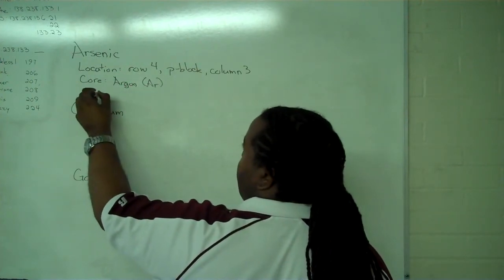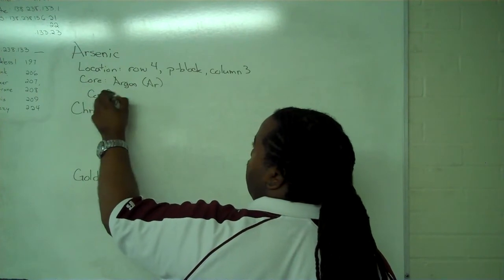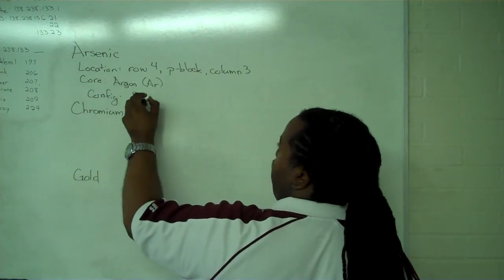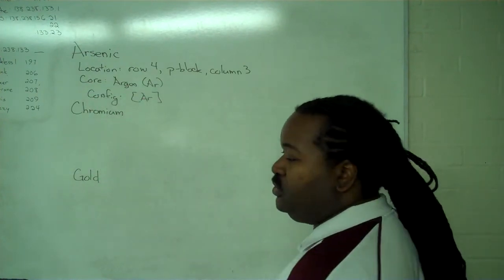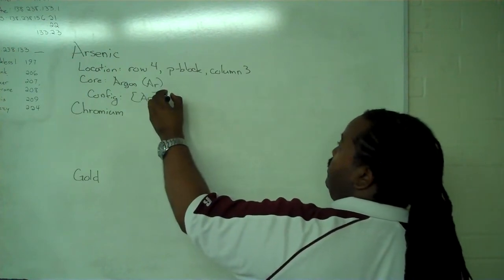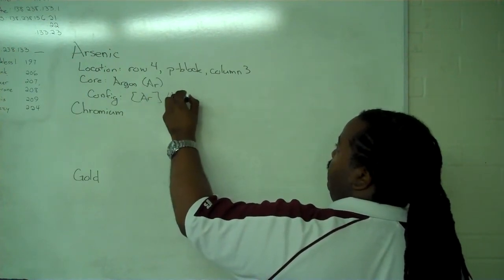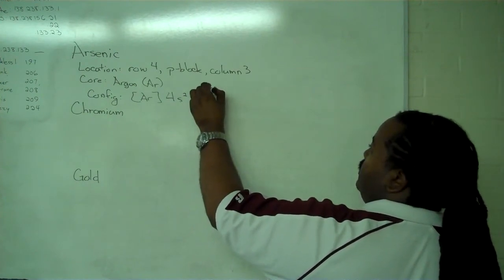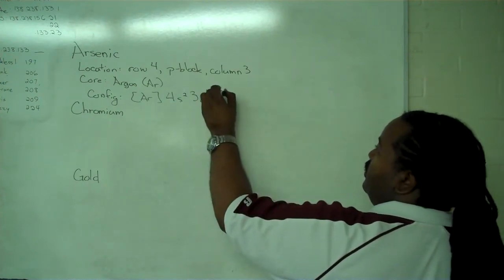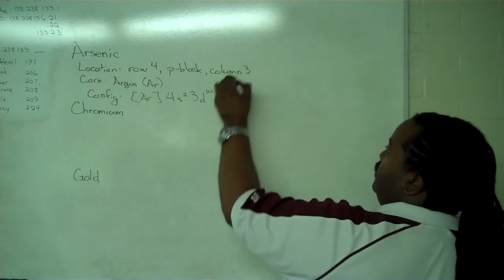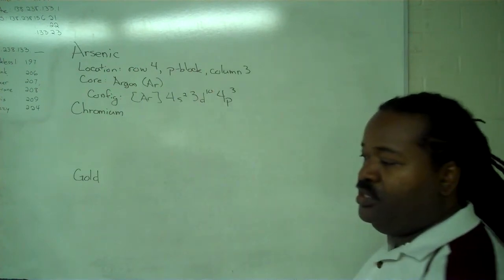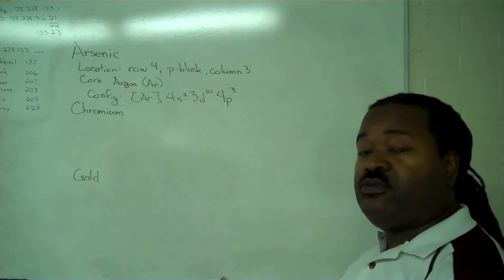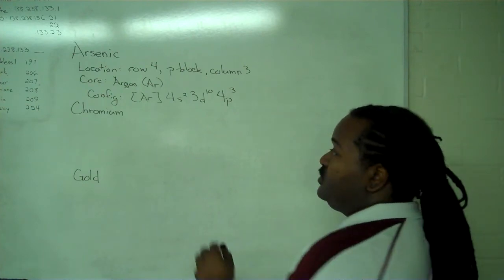And then we can write out the configuration. We have our argon noble gas core. And according to Aufbau, we have to start by filling in our 4s completely, 4s2. 3d fills in completely, that's 3d10. And then we get to 4p3. Because it's in the P block, we don't have to worry about any of our rules about exceptions.